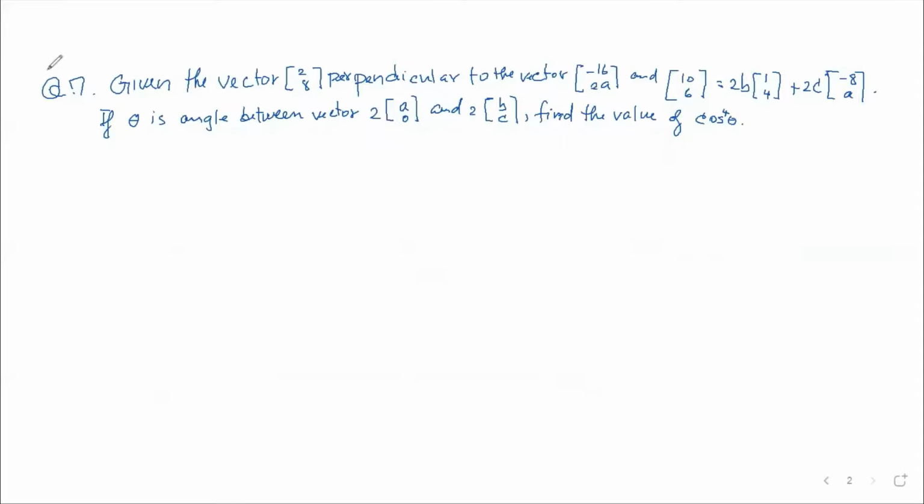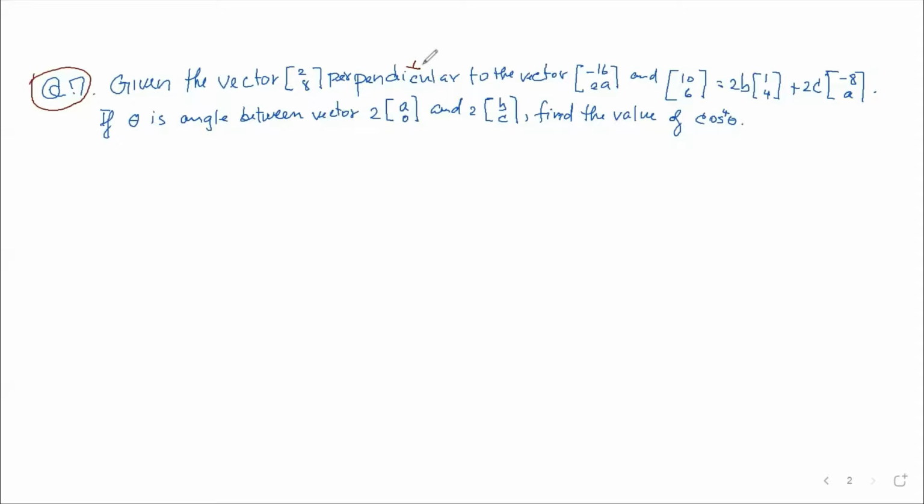Okay, question 7. Given the vector, this one, perpendicular to the vector of negative 16 and 2a, and just say 10, 6, they give this equation. If theta is the angle between the vectors, then find the value of cosine theta power 4.